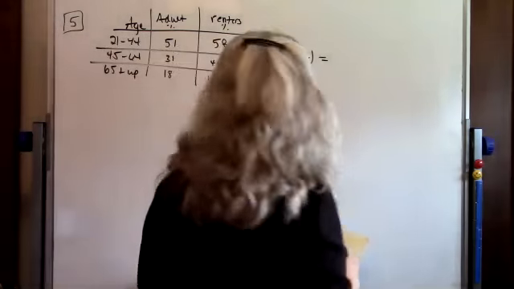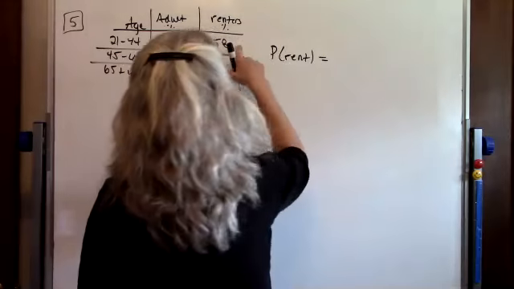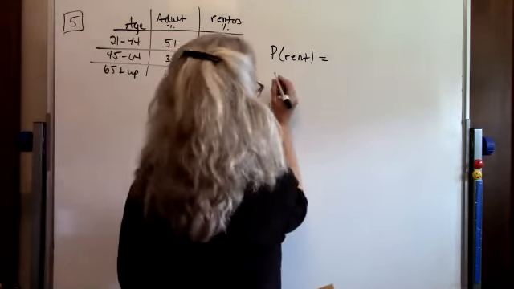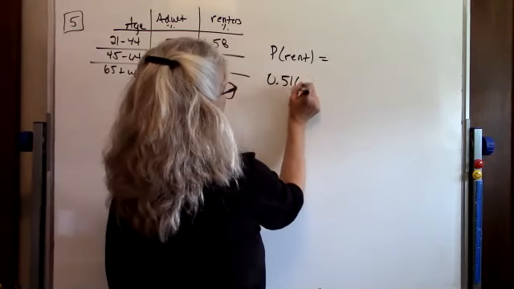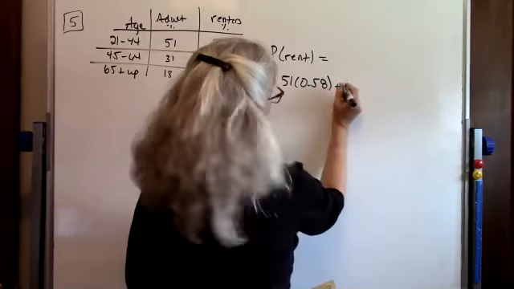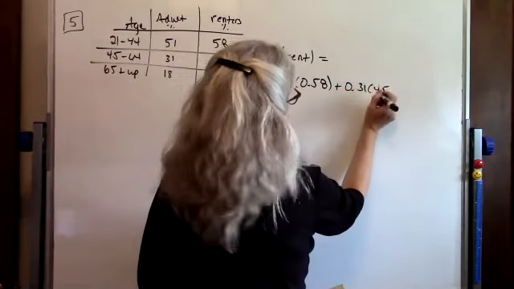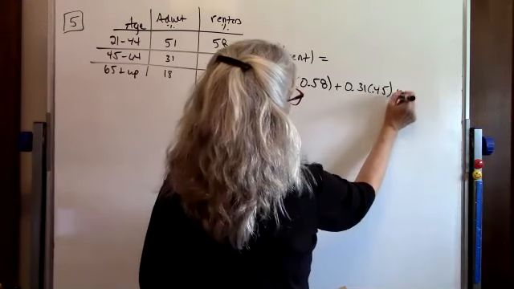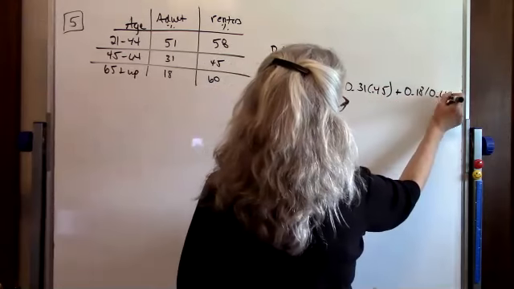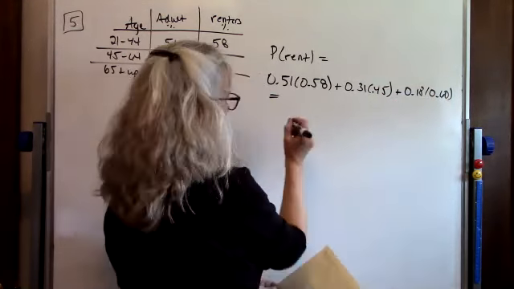So to find the number that are renting, what we're really going to do is simply come in and multiply the percent of renters times the age population for that group. So we're going to take the 0.51 and multiply it by 0.58, plus we're going to take 0.31 and multiply it by the 0.45. Dropped my decimal. Plus the 0.18 times the 0.60. And if you do that, that comes out to be 0.543.